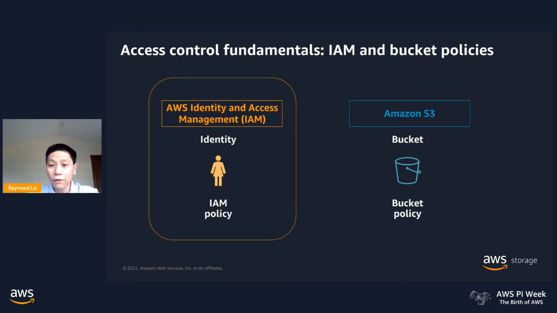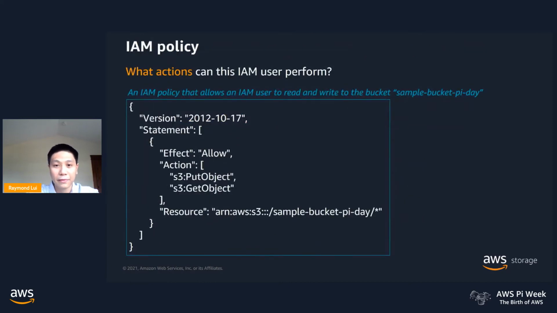Let's go over IAM policy. An IAM policy defines what actions this IAM user can perform. It has three mandatory elements: effect, action, and resource. In this example, we have an IAM policy that allows an IAM user to read and write objects to the bucket called sample bucket Pi day.